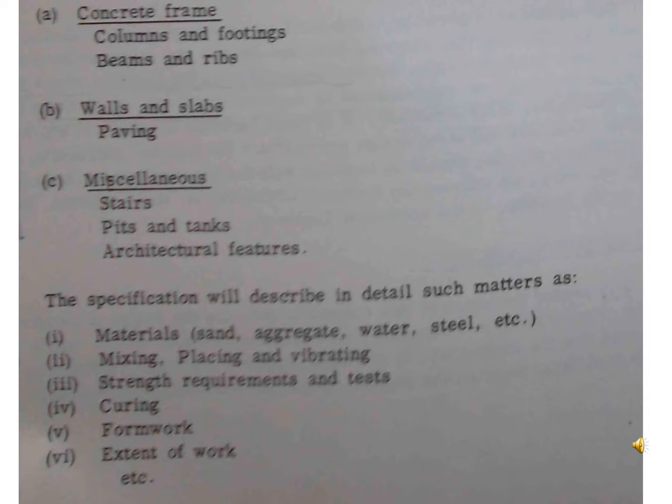The specification describes the detailed materials, that is the sand, aggregate, water and steel, those specifications, mixing, placing and vibrating, strength required, and the tests, and the curing, formwork and external work. Those have to be included in the details of the structural system.